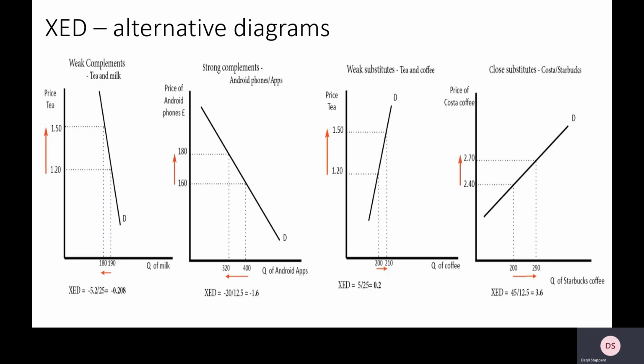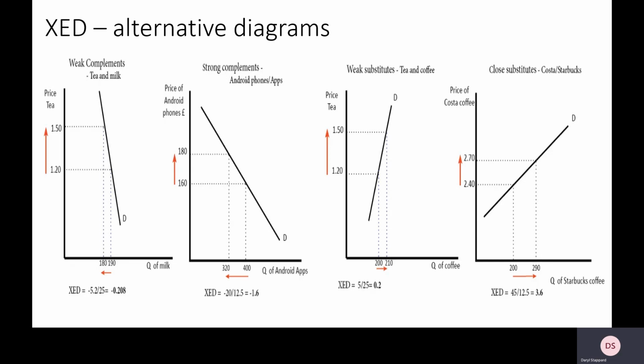Now, because it's a minus number, that just proves that these goods are complementary. Remember, negative numbers show complements, but because the number is close to zero, we have here weak complements. And that is because the change in the price of tea exceeds the change in the demand for milk. It's an unresponsive change. We've got weak complements.